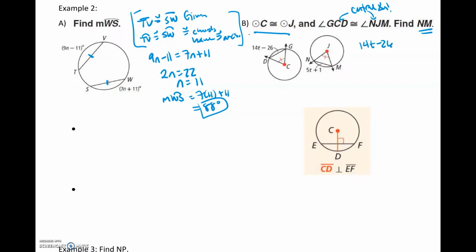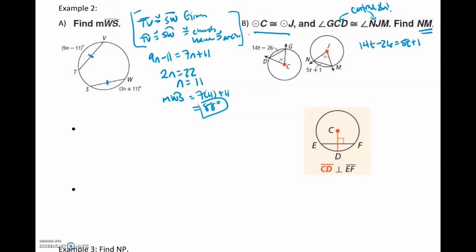14t minus 26 equals 5t plus 1. I don't have a lot of space to write down my reasoning, but I really hope you thought about that. Why am I able to do this? Because DG is congruent to NM. Why is DG congruent to MN? Because our central angles GCD and NJM are congruent, and congruent central angles have congruent chords.